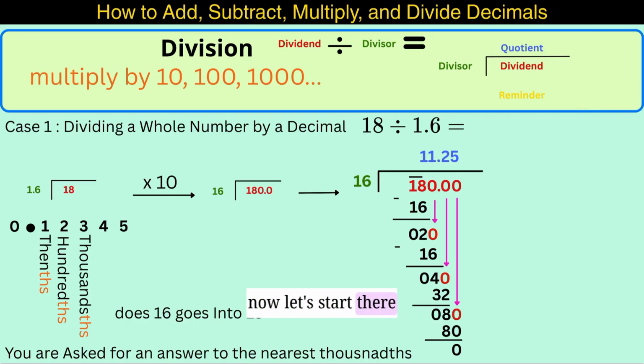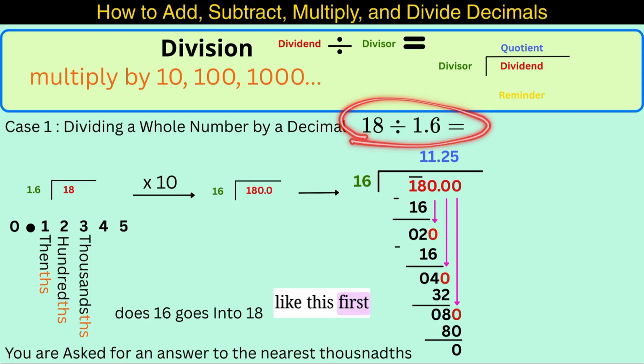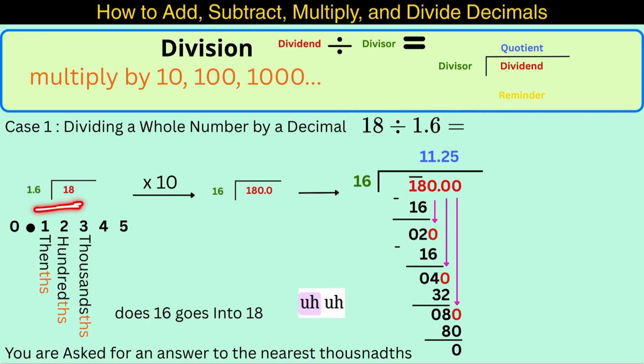Now, let's start. There are 4 cases. If you know how to do these 4 cases, that's it. That's all you need to know to do division on decimals. So I'm going to do 2 cases in part 1, then the other 2 cases in the second part. So when you get something like this, first thing I'm going to put it in the right place. The dividend is going to be inside, then the divisor is going to be outside.